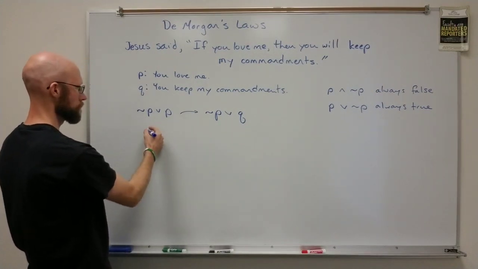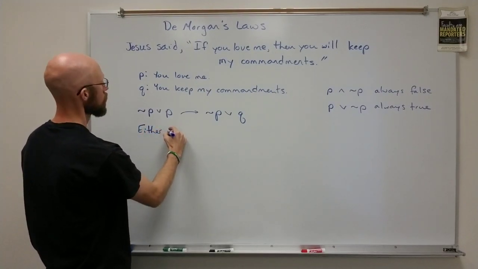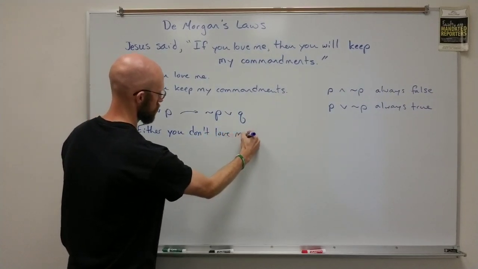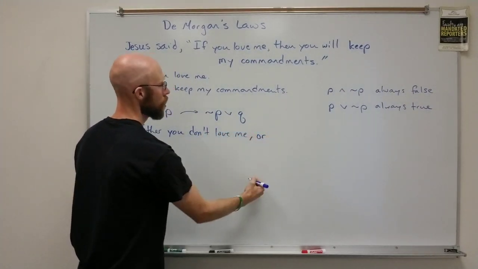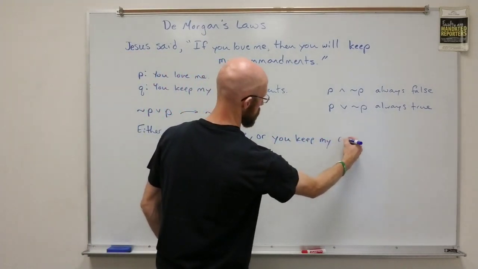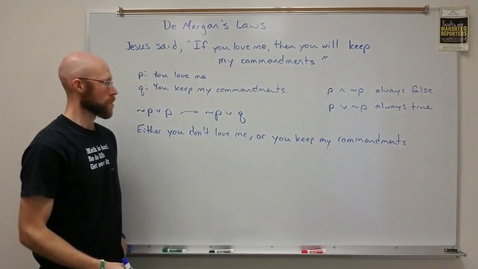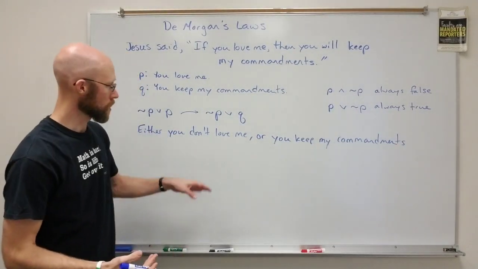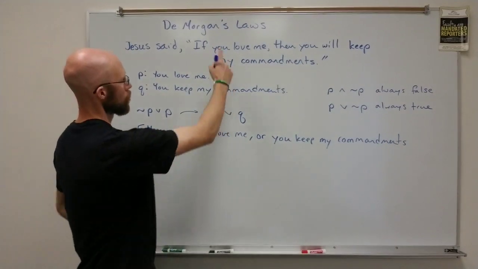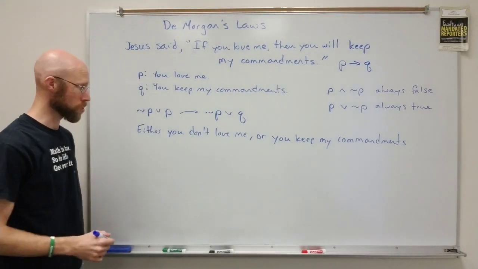So one of those two must be true. So either you don't love me or you keep my commandments. What I want to show is that these two statements, not P or Q and the original P implies Q, are actually equivalent. So let's use a truth table here for a moment.